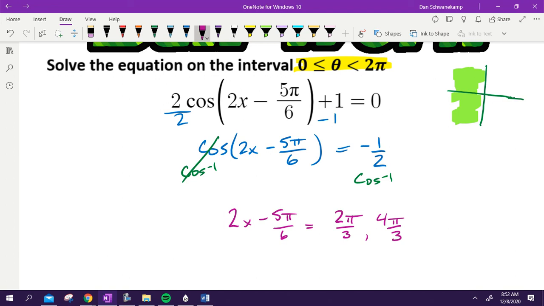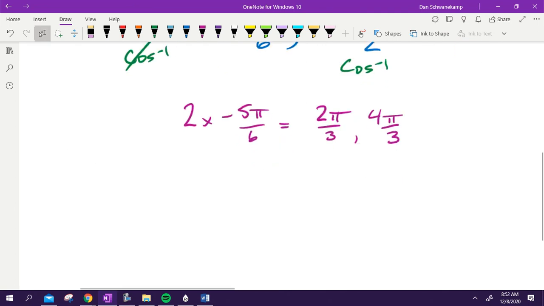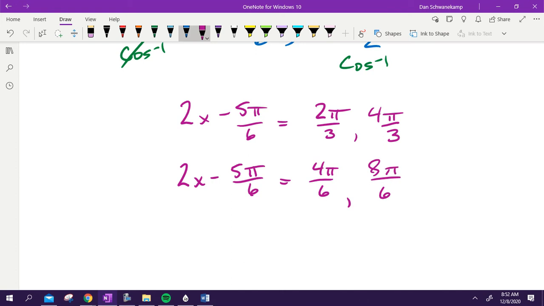Everybody go to that point. Nothing's changed. Just solving like we do everything. What am I going to do next here, Jack, to solve? Add 5 pi over 6 to the other side. In order to do that, we need to get common denominators. So if you want to rewrite it with common denominators first, maybe it's less ugly. So I'm going to rewrite that as 4 pi over 6 and rewrite that as 8 pi over 6. But yeah, we're just getting rid of this 5 pi over 6, so we're adding 5 pi over 6 to both sets of answers.